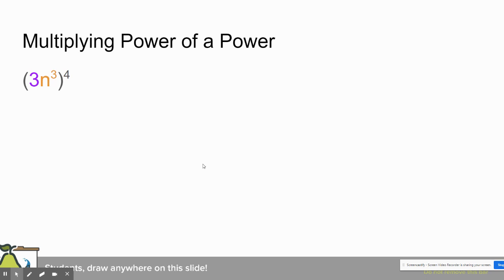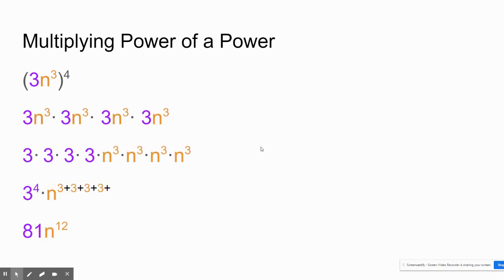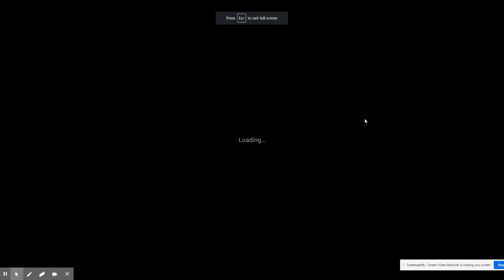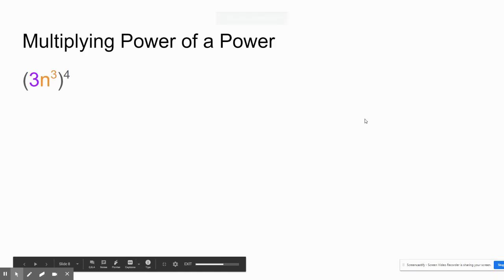Let's go through step by step. Draw anywhere on the slide what you think this answer might be. Again, if you're doing this at home and you're not with me during class, you need to pause it. Okay, start here then. We have 3 n to the third raised to the fourth power. So let's see step by step. That's 3 n to the third times itself 4 times.